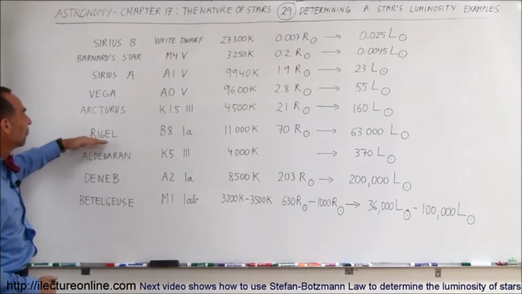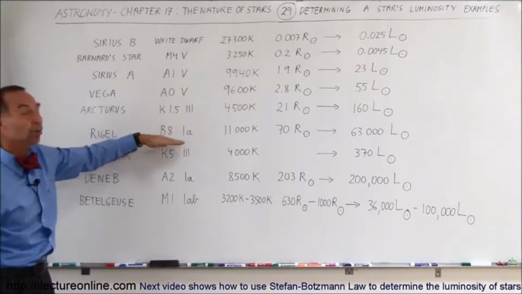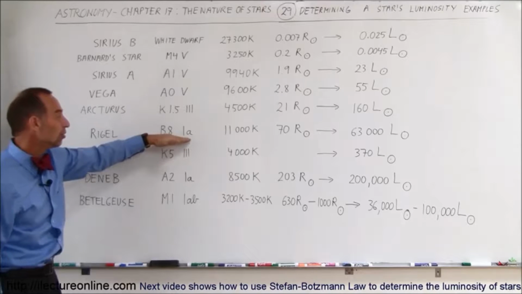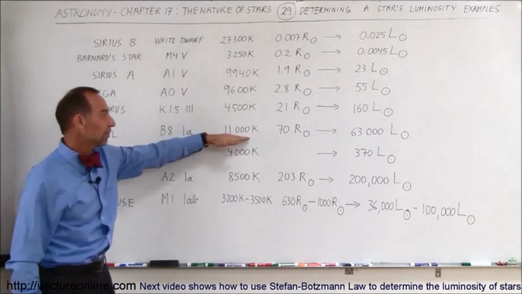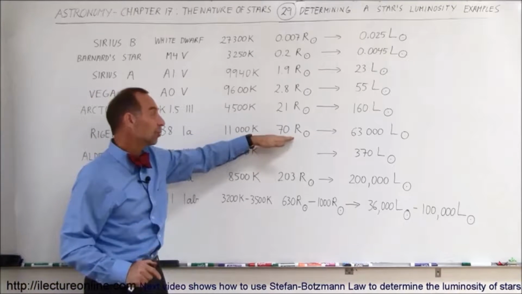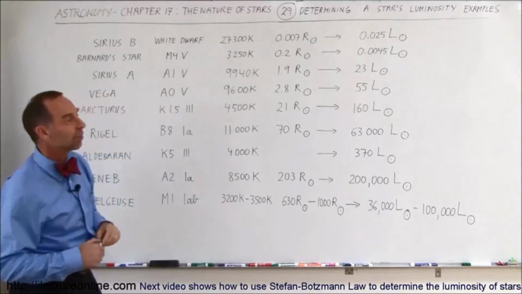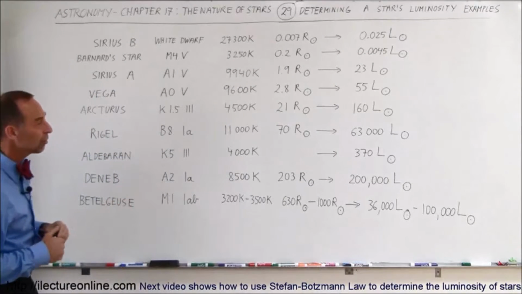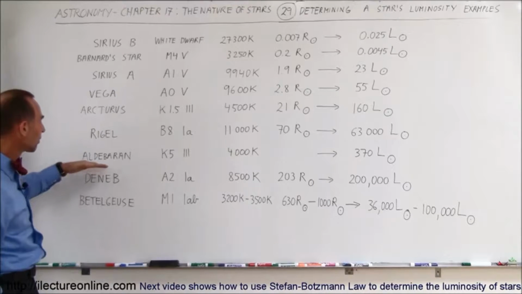Okay, Rigel is that very bright bluish looking star in the constellation Orion. Notice it's a B8 but a 1A star, so it's a very luminous giant star. It's bluish in color, with a very hot surface temperature, 11,000 Kelvin, and 70 times the radius of the sun. Notice the luminosity is 63,000 times the luminosity of the sun. One star putting out as much energy and light as 63,000 sun-like stars.